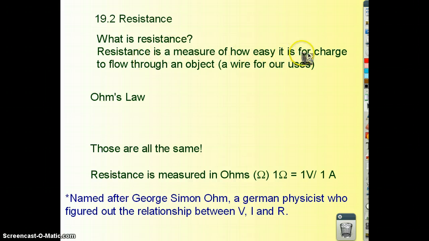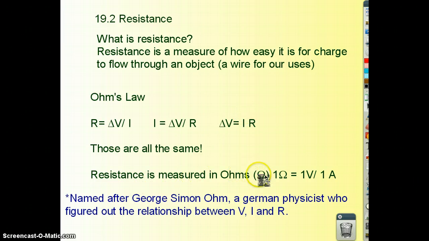Resistance is a measure of how easy it is for us to change the flow through an object, a wire, for most of our uses. And for this, we will use Ohm's law. Notice that I'm going to show you 3 forms of Ohm's law, and they are all the same. So resistance, R, is equal to voltage over current. Or you could solve for current, where current equals voltage over resistance, or voltage equals current times resistance. These are all the exact same equation, but this is one of those times when I encourage you to actually write it all 3 ways on your equation sheet.